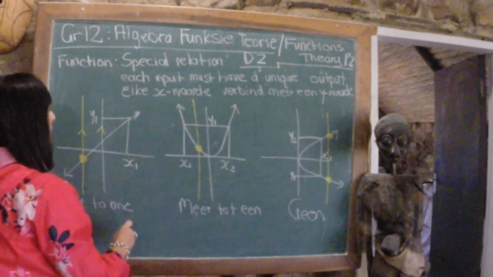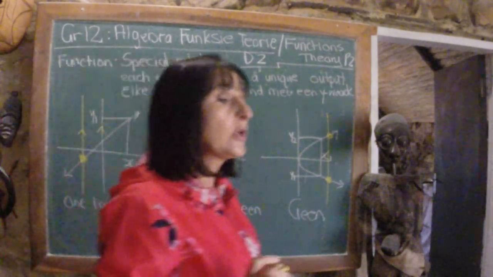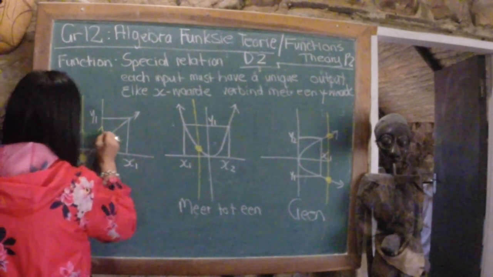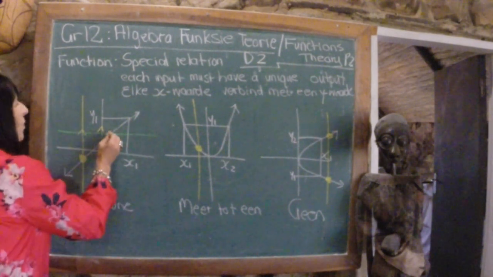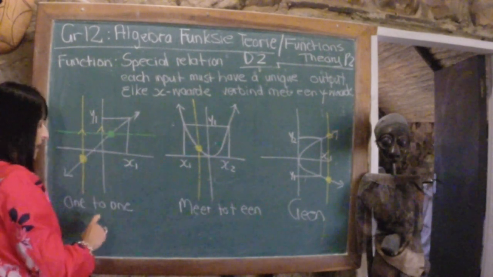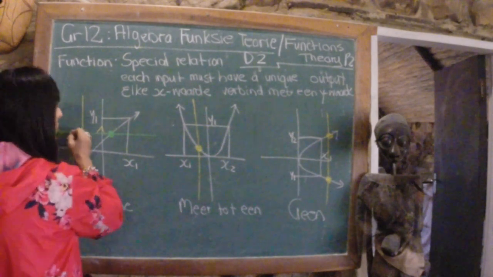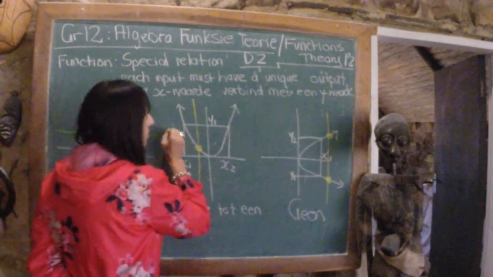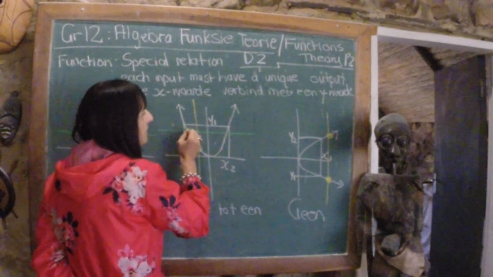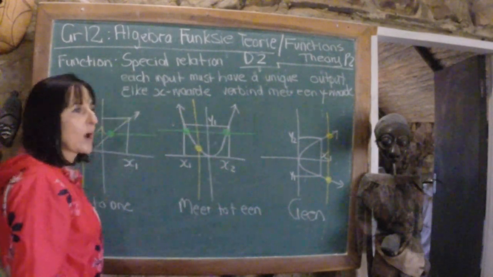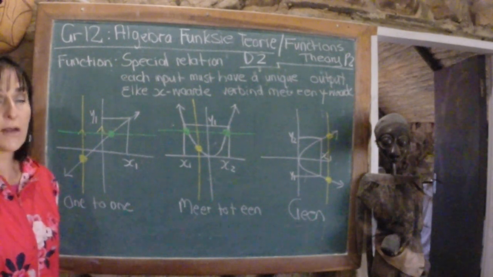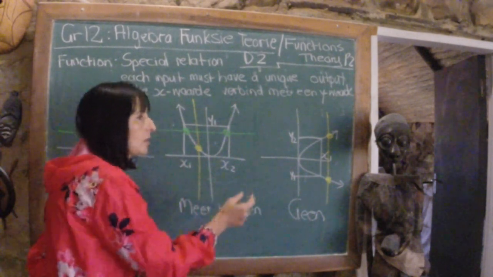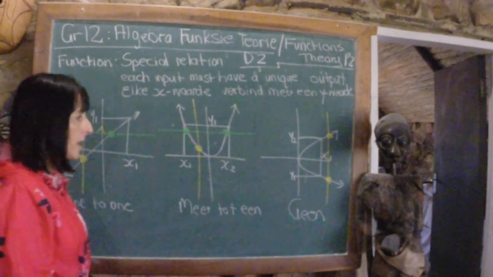Wanneer ons dit getoets het vir 'n funksie en dit slaag die funksie toets, then we can do a horizontal line test. When it cuts my function once, it's a one-to-one function. My horisontale lyntoets, as hy my funksie op een plek sny, is dit 'n een-tot-een funksie. Horizontal line test. If it cuts my function more than once, it's a many-to-one function. Meaning, many x values correlate with only one unique y value.